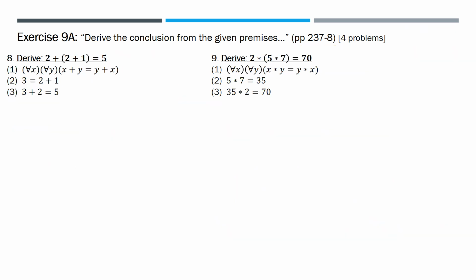For both number 8 and number 9, we have universal quantifiers. In number 8, premise 1, we have for all x, for all y, x plus y is equal to y plus x. And this is an explicit statement of the commutative property.